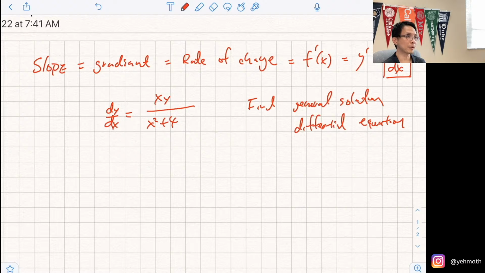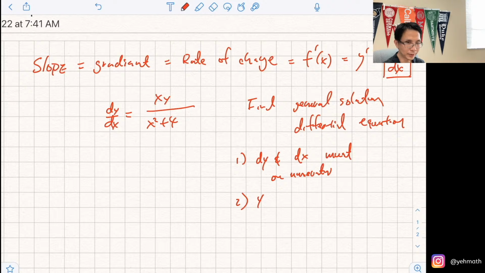Now, just understand that with differential equations, you just have to integrate something. But before you integrate, you must make sure of a couple of things. One is dy and dx must be on the numerator. Okay, so that's the first thing. Second thing, y has to go with dy, and x with dx. So that's two things I have to make sure of. Those two things lead you to something called separation of variables.